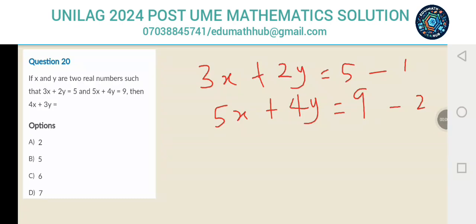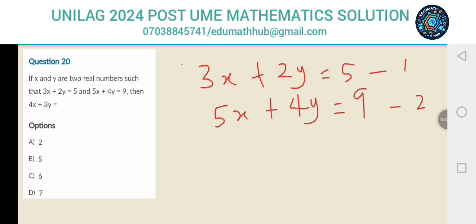So for this next question, we are told that x and y are two real numbers, so that 3x plus 2y is equal to 5, and 5x plus 4y is equal to 9. Then, we are told to find what is the value of 4x plus 3y. This is a case of simultaneous equation.